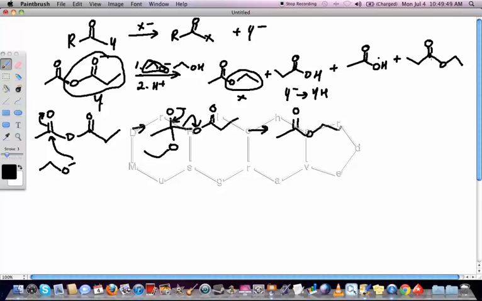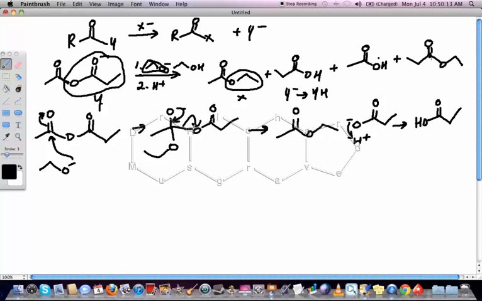And then the negative comes down, kicks out the leaving group, and the leaving group is always the Y group. Right, that gives us our ester, and then we've got our negatively charged Y group coming off, and then we can use our second step H plus to create our carboxylic acid.